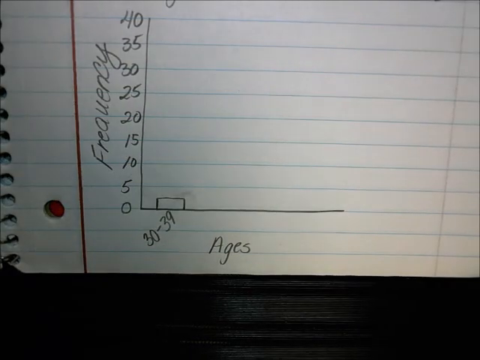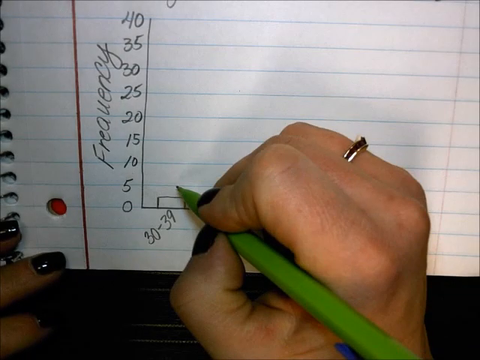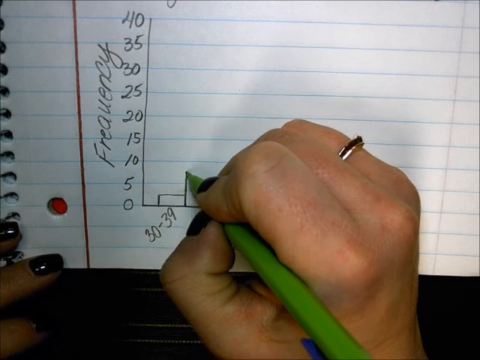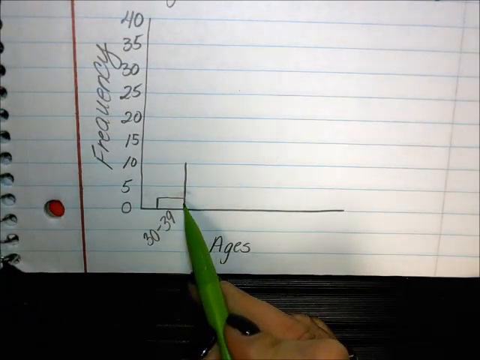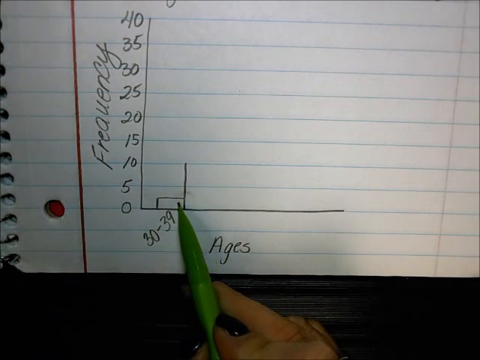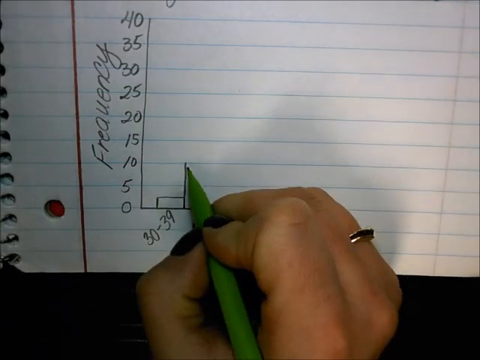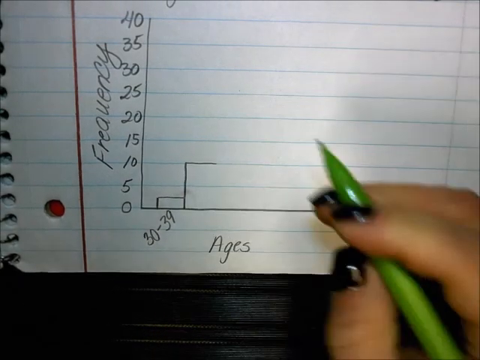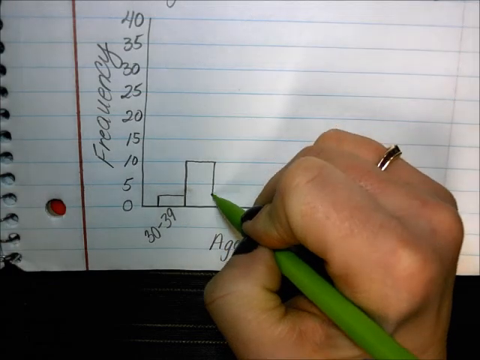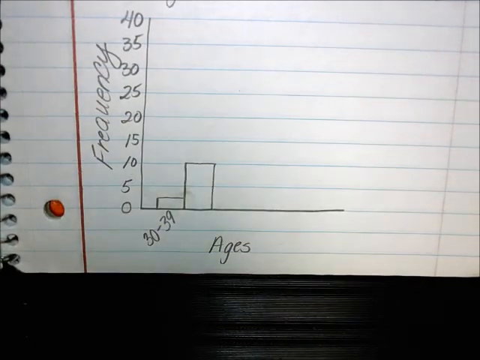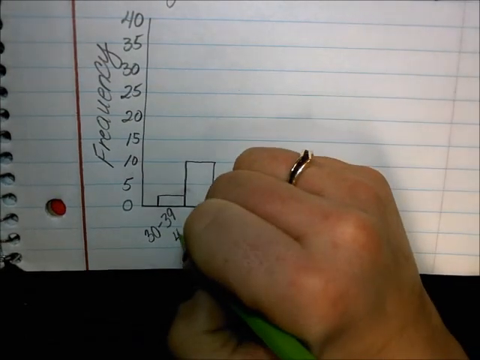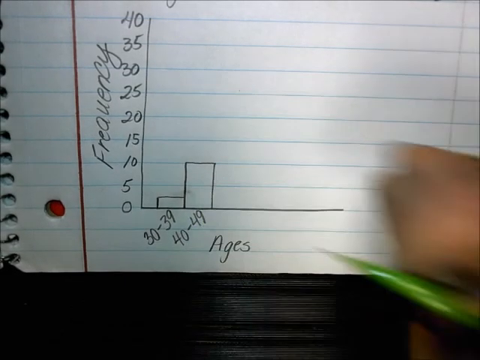Okay. Then my next one is 10. So I'm going to go up to the 10. Now notice that I didn't leave any space there, so there's no space between the bars and there's no overlapping. And I'm going to try to draw it the same width. If I was using graph paper, making them the same width would be very easy to do. Now I'm going to label that one, that's 40 to 49.